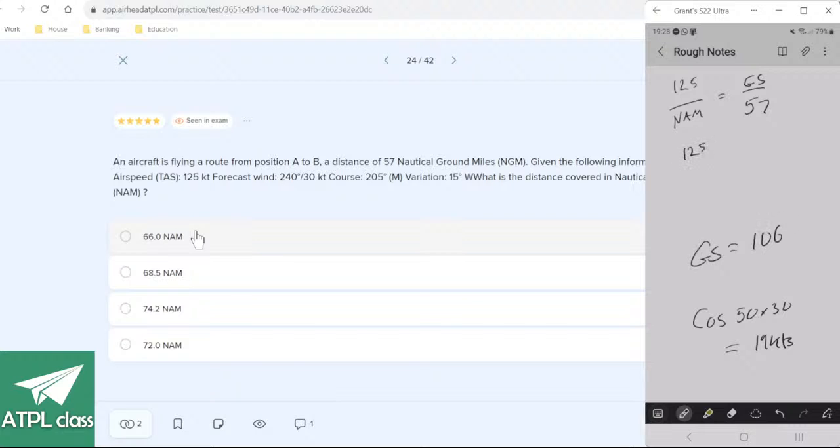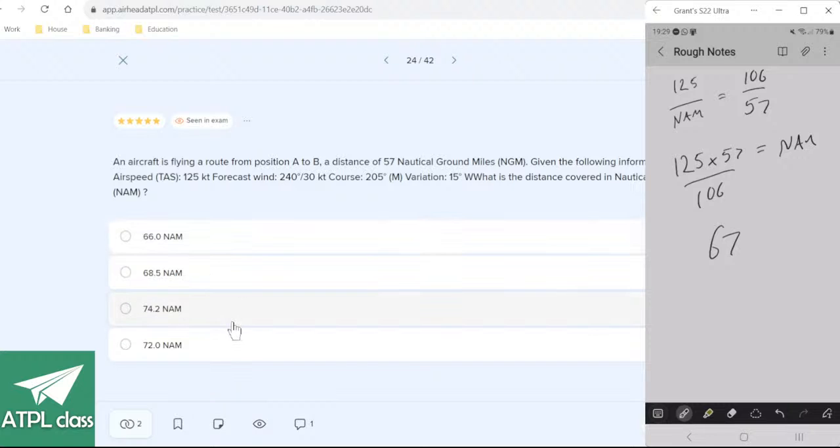So 125, sorry, I'll just pop that up there. 106. And then we'll pop that into a calculation, make sure we get it the right way around. 125 times 57, divided by 106, equals the nautical air miles. 67.2. And of course that's none of the answers.